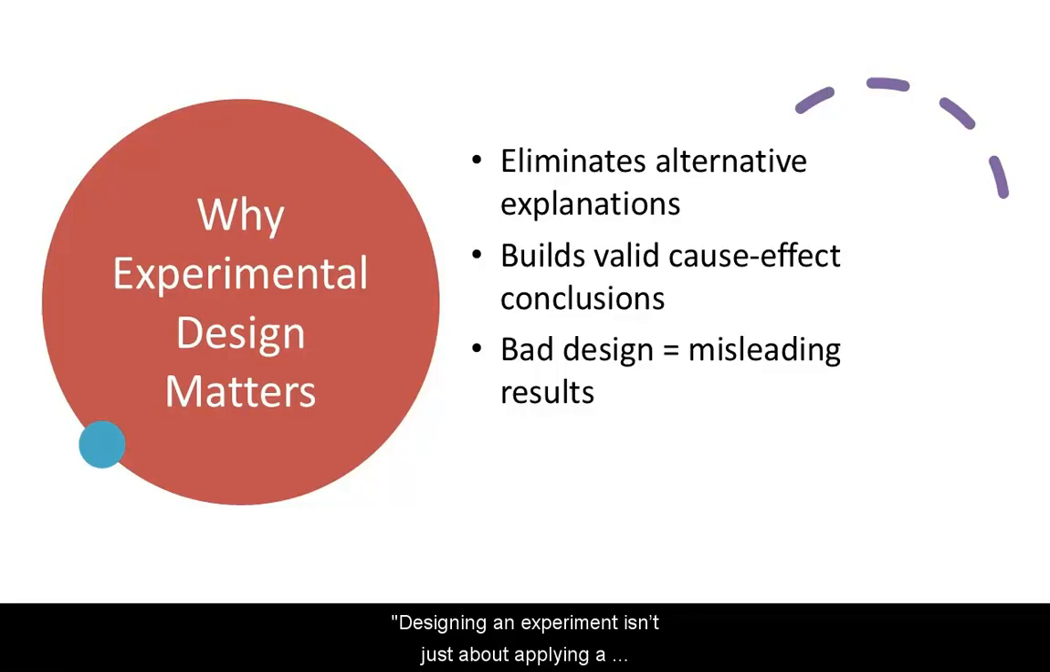Designing an experiment isn't just about applying a treatment and recording results. It's about eliminating alternative explanations. If we don't control for outside influences or introduce random variation properly, our results can mislead us. Have you ever tried something and thought, it worked, but then wondered if something else caused it? That's why we care about experimental design.